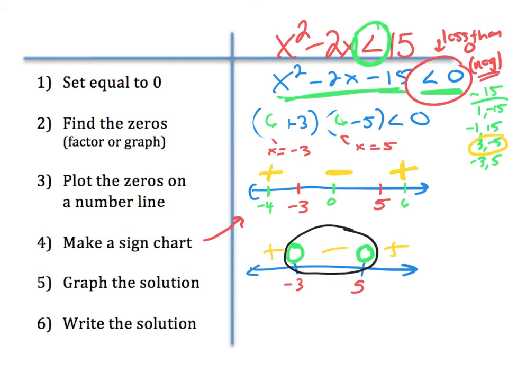And since it's circles, we're going to use parentheses. And how we describe in between would be parenthesis, everywhere from negative 3 to 5, parenthesis. And that's what my answer would look like here.